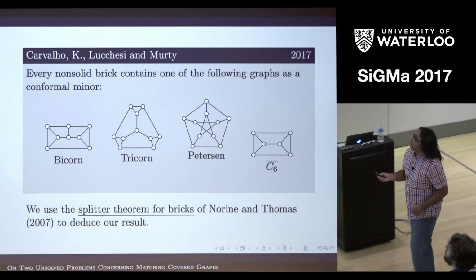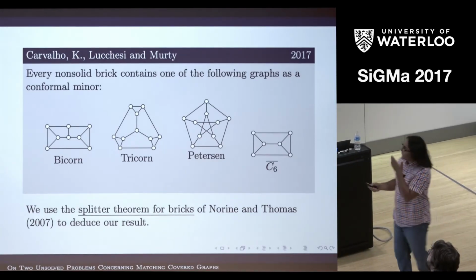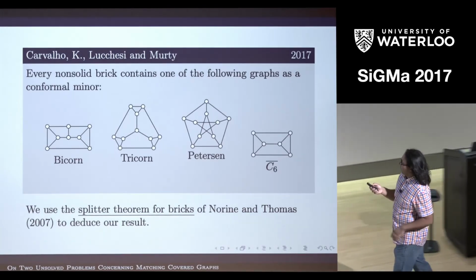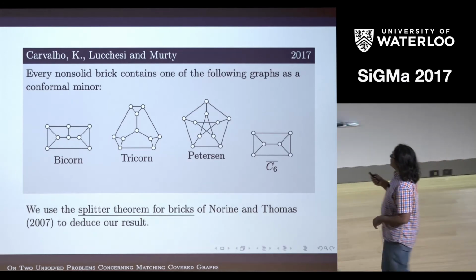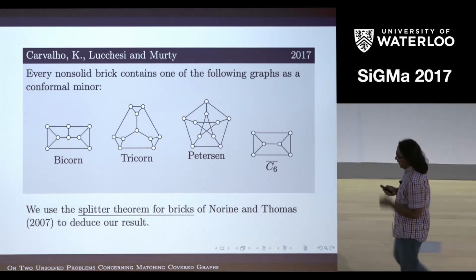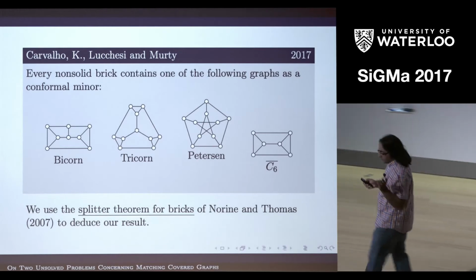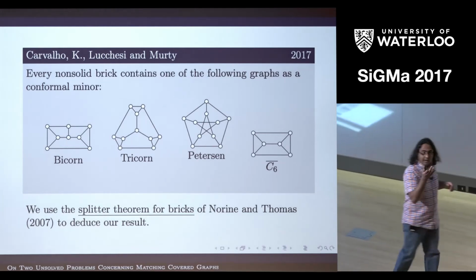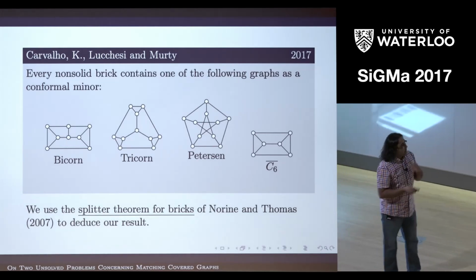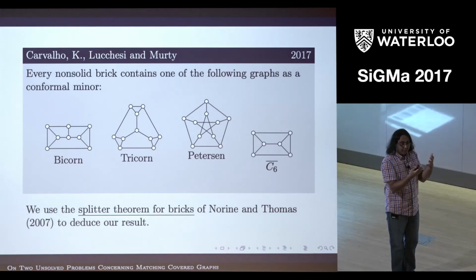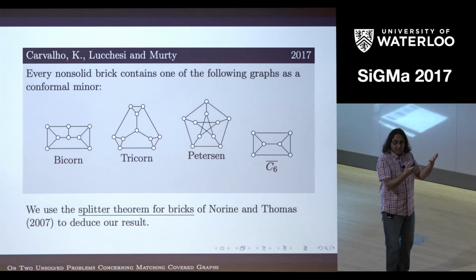All right, so that's a bit about the proof. We really use this very strong theorem, the splitter theorem. It's similar to the splitter theorem for 3-connected graphs that was proved by Paul Seymour, and this is the one for bricks. So you need to do something, the operations are more restricted, because one thing you need to preserve is parity.